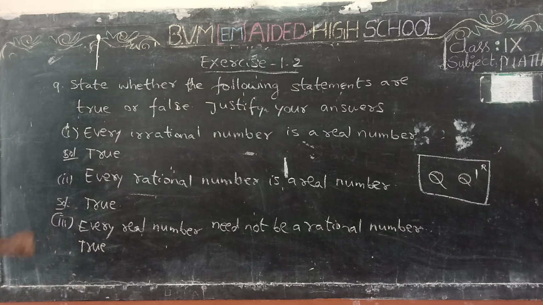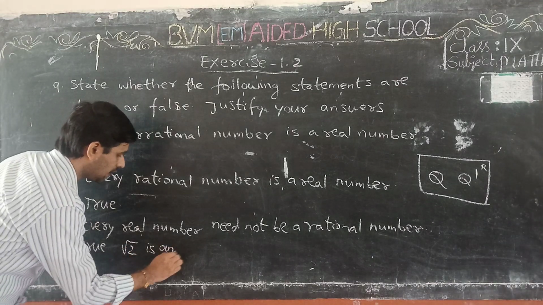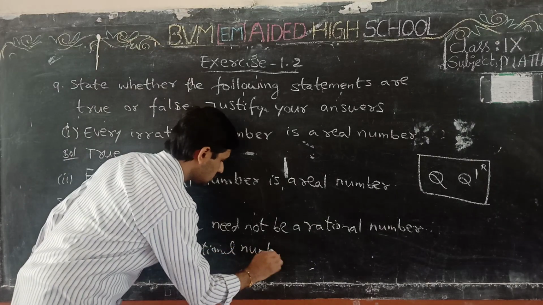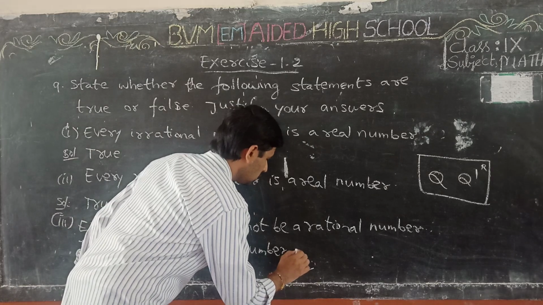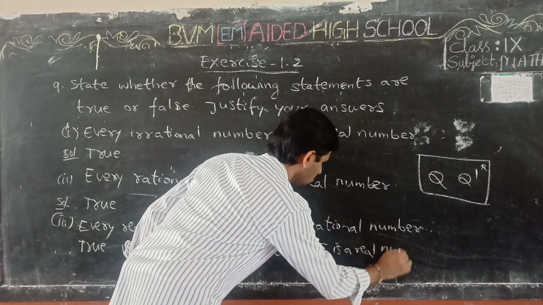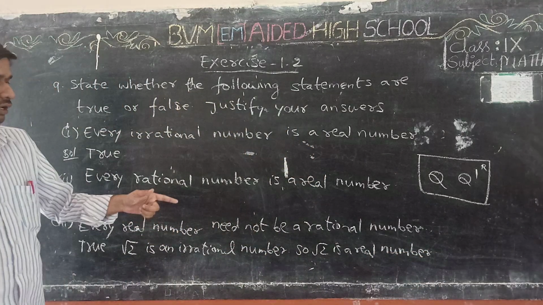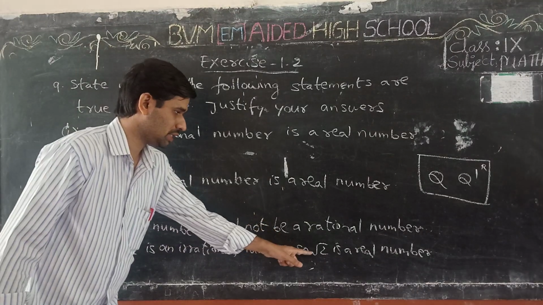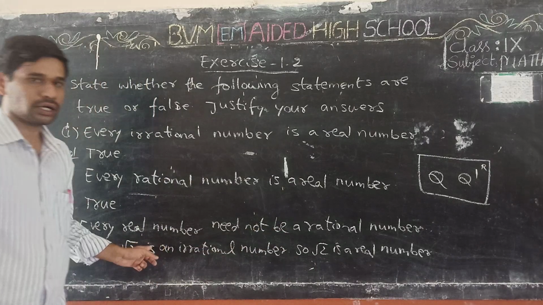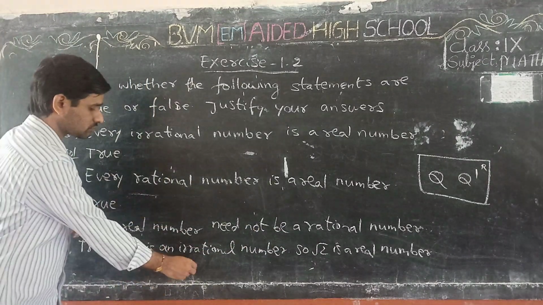Justification: if you want to justify, root 2 is an irrational number, therefore it is also a real number. So root 2 is a real number. It is not a terminating decimal or non-terminating recurring decimal or p by q form. So it is not a rational number. Root 2 is an irrational number and real number. It is not a rational number. This is the justification for the above statement.